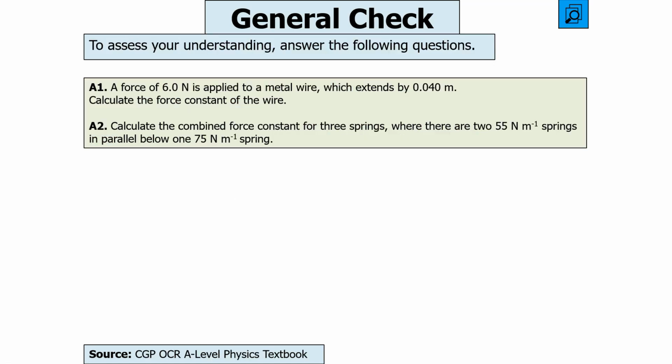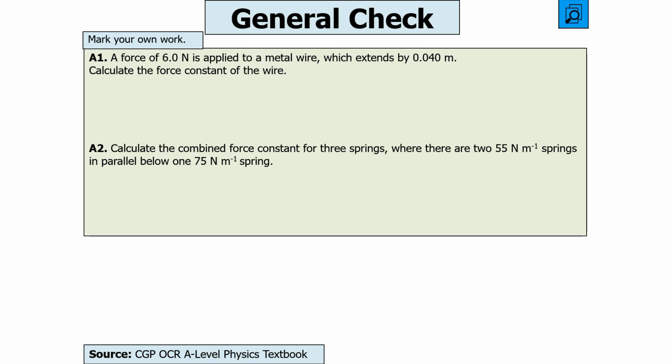The following question states a force of 6 newtons is applied to a metal wire, which extends by 0.040 meters. Calculate the force constant of the wire, and then calculate the combined force constant for 3 springs, where there are 2 55 newton per meter springs in parallel, in series with one 75 newton per meter spring. So pause the video now, then unpause the video when you want to go through your answer.